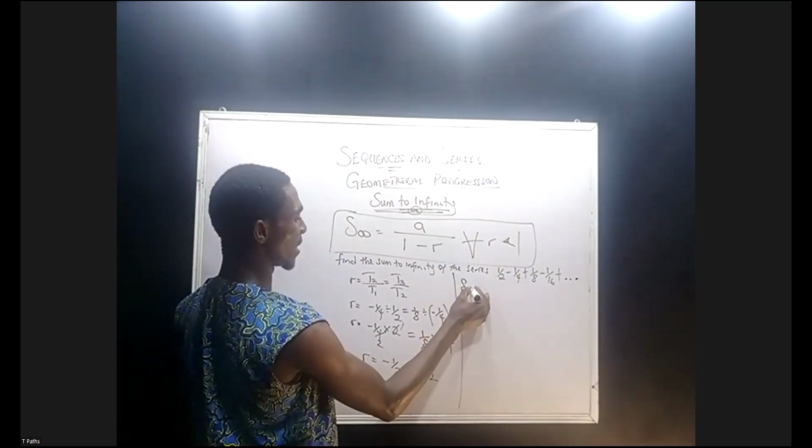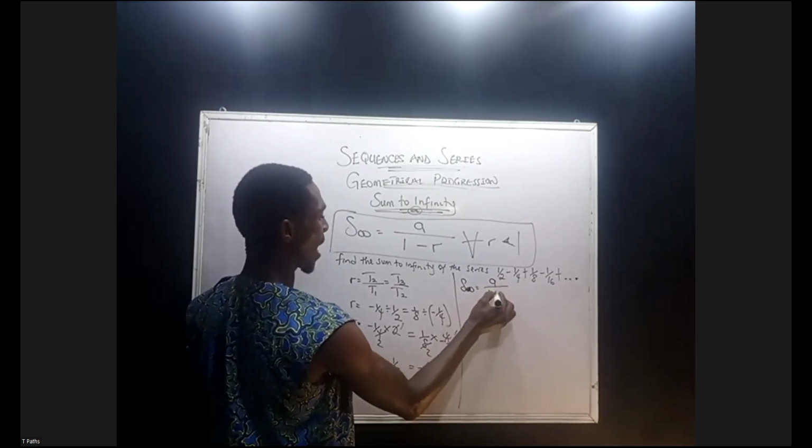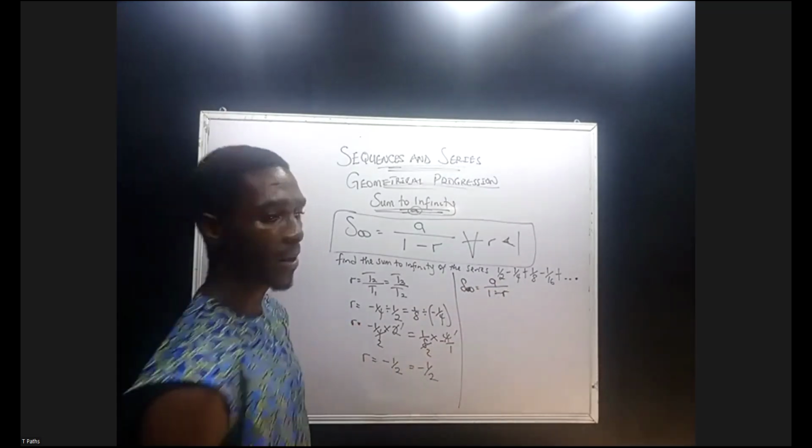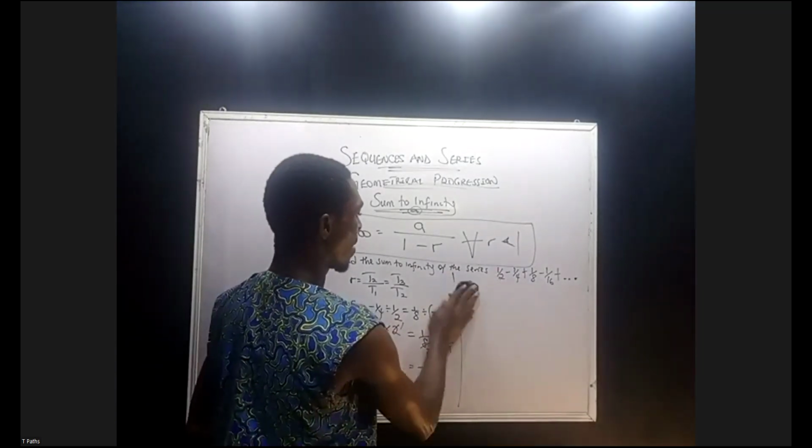Sum to infinity now says that... Sir, please, the board is not clear. We can't see it. It's blurry. Okay, let me make it very bold.